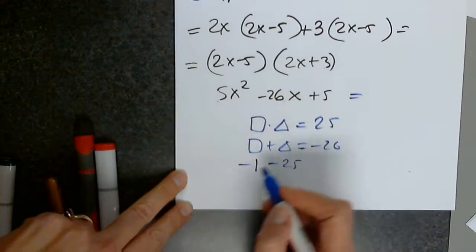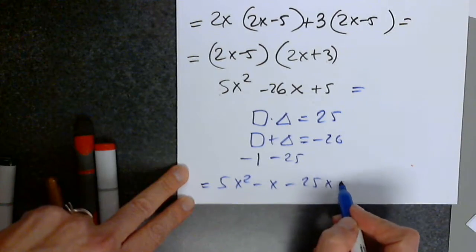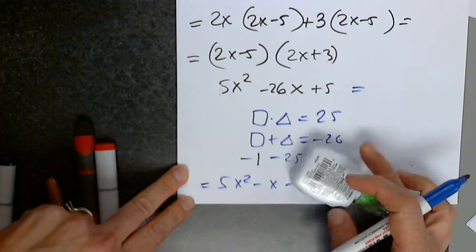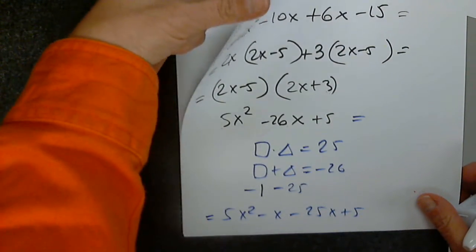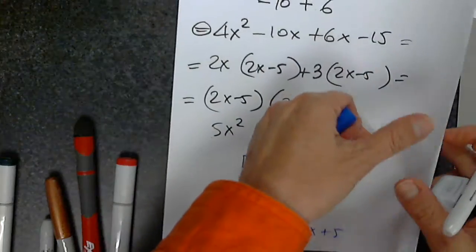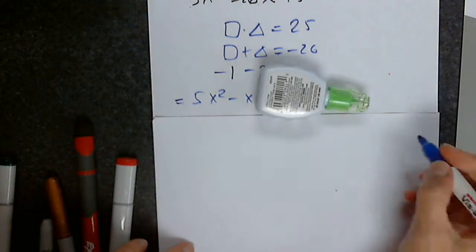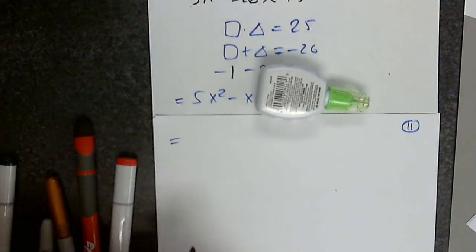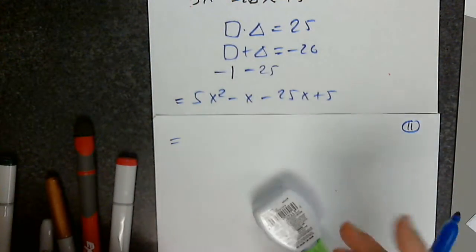So then I have 5x squared minus x minus 25x plus 5. And I shouldn't cover it just yet. I need a new page. Now I can cover it. So from the first two, again, it doesn't matter how you write it. You can write it like this or like this. We'll get the same answer.